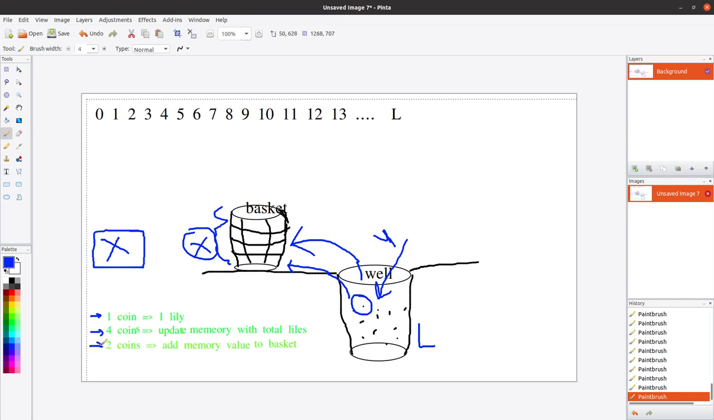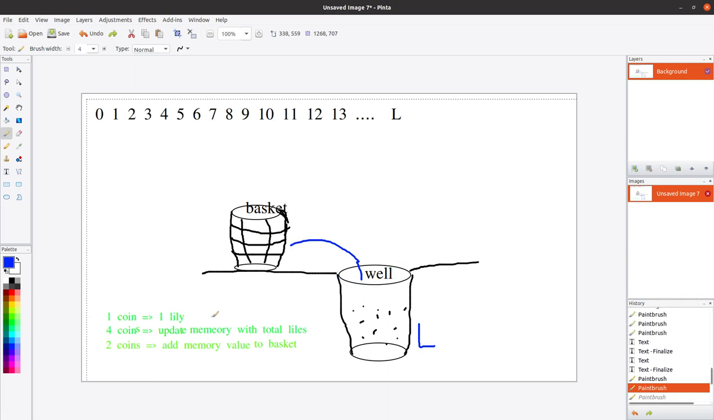The other option we can do is toss two coins into the well, and by doing this we add the memory value to the basket. So if we have x here, we toss two coins, we can move x number of lilies from the well to the basket. And the question is, we need to move all these lilies from the well into the basket using the minimum number of coins.